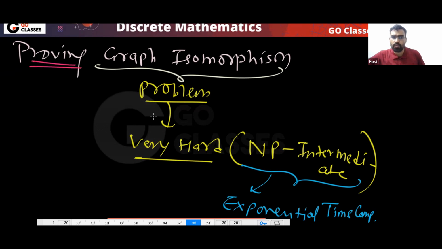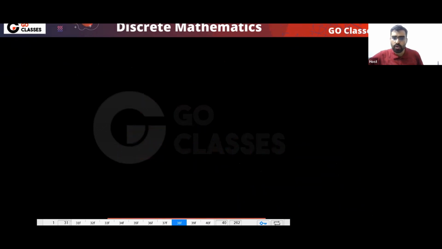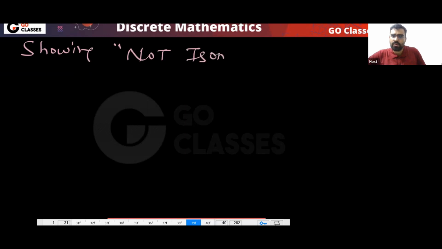So if you want to prove that two graphs are isomorphic, then this problem is very hard. Not simply hard, this is extremely hard. This is NP intermediate, meaning it has exponential time complexity. But if you want to show that graphs are not isomorphic, showing not isomorphic is actually easy. It can be done very easily.